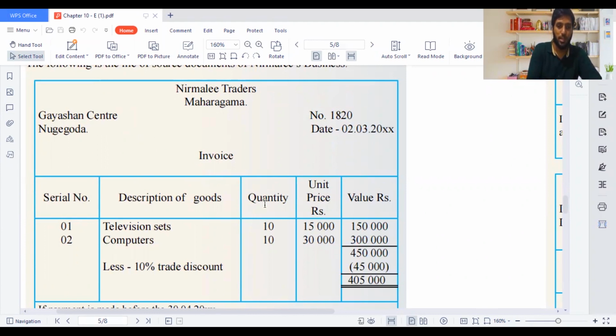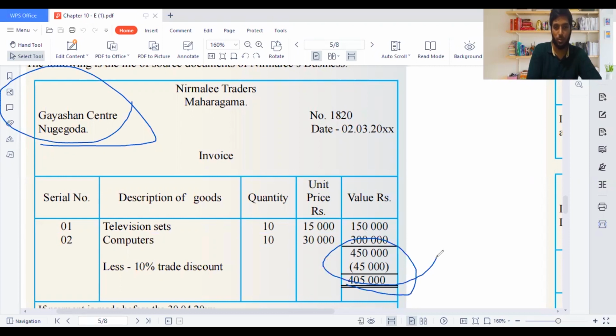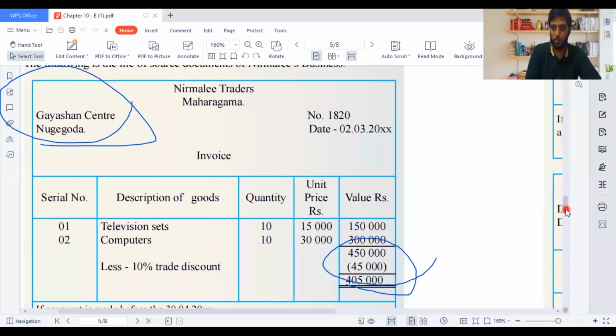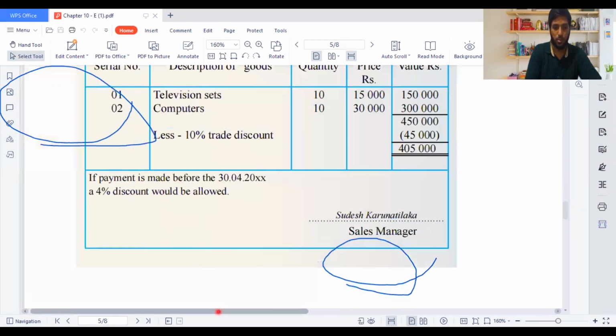You don't need to look at the entire thing, what they are selling, television sets, computers, trade discount is given. The value you need to see is the amount. This amount only you need to see. When you are learning a sum like this, Gayashan is the person you are selling to and the amount is 405,000. This is the thing you need to see when you are preparing a sales journal. So you should not see these values and think, okay, what should I do? You just need to take these values and record them in the sales journal. So let's move on to the next part. On the next page, you guys can turn to, let me say the page number. What's this page number?